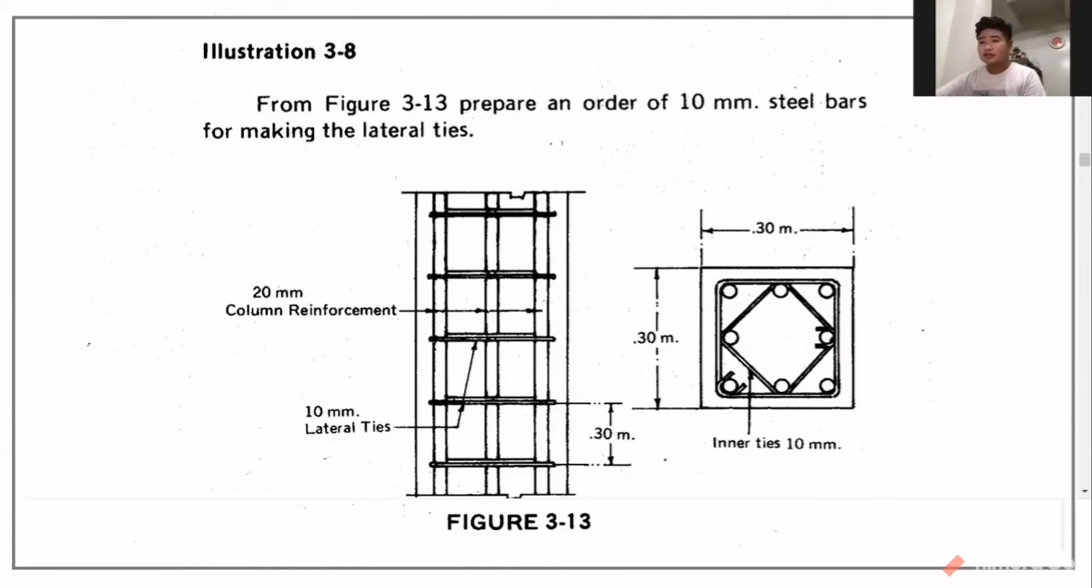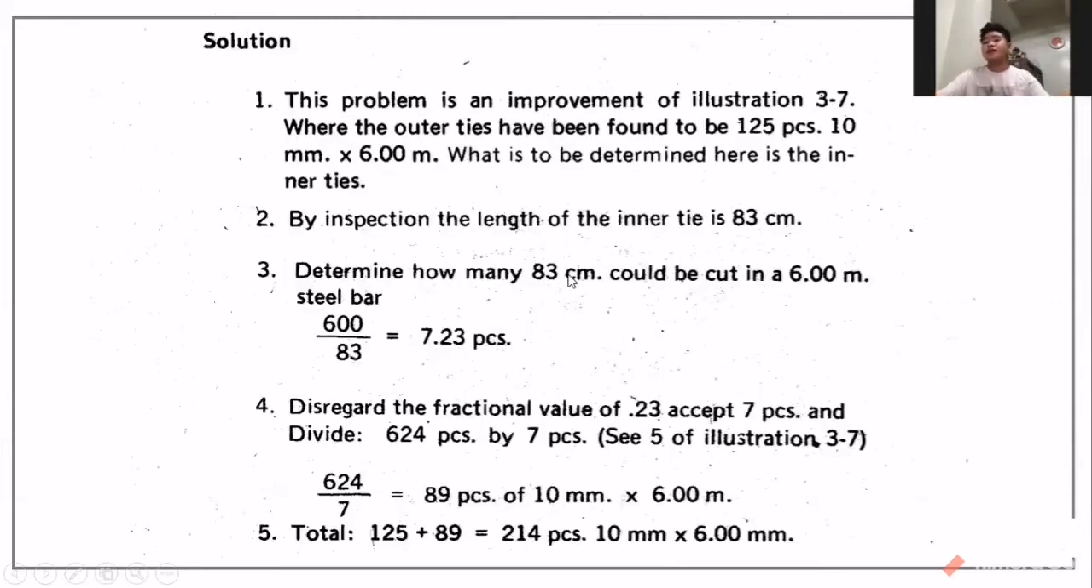For illustration 3.8, excuse me. Okay, so from figure 3 to 13, this is our figure. Prepare an order of 10 millimeter steel bars for making the lateral ties. So, okay, we need to prepare an order of 10 millimeter steel bars for making the lateral ties. Okay, so this is the solution. Okay, this problem is an improvement of illustration 3 to 7. Let's say, a continuation.